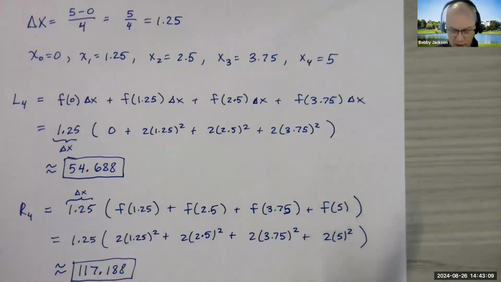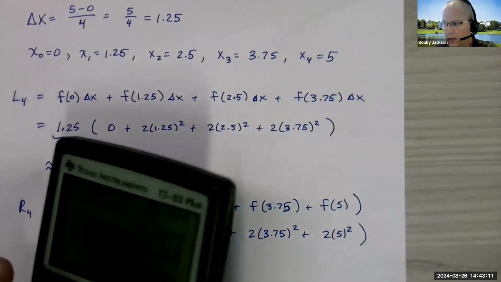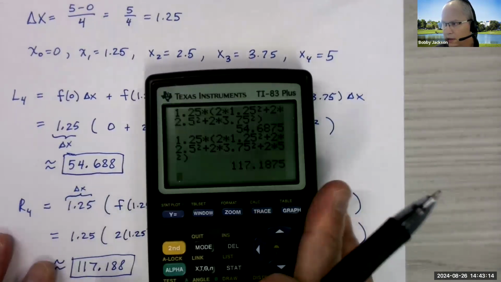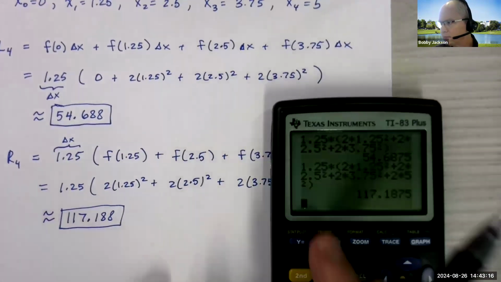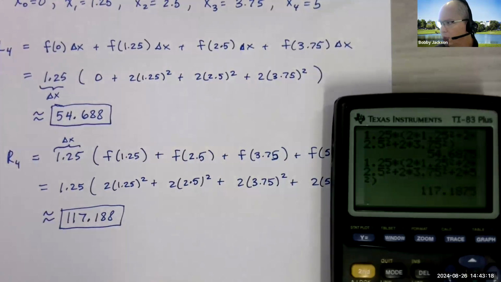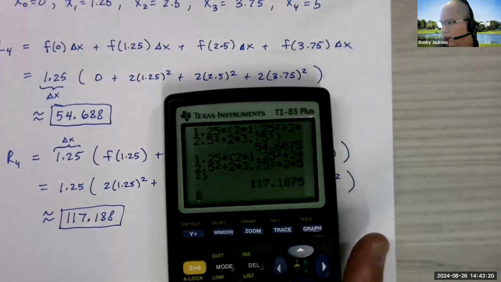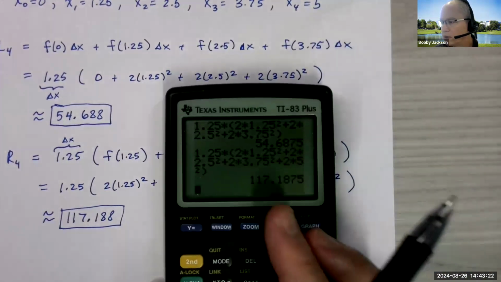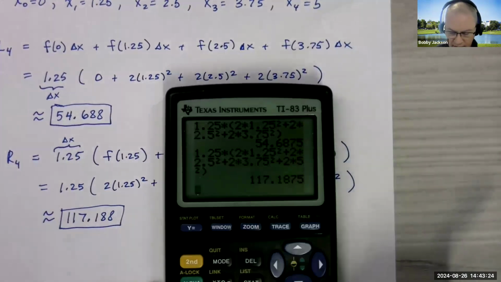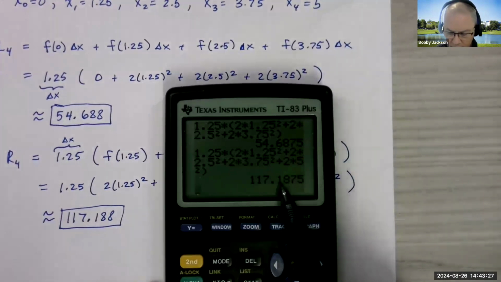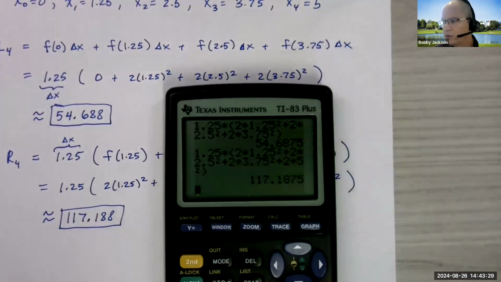So we'll evaluate each of these, and again, I did that in my calculator. It's my second expression here, and when we do that, we get 117.1875. Again, I'm going to round to 3 decimal places, so that 7 is going to get rounded up to an 8.